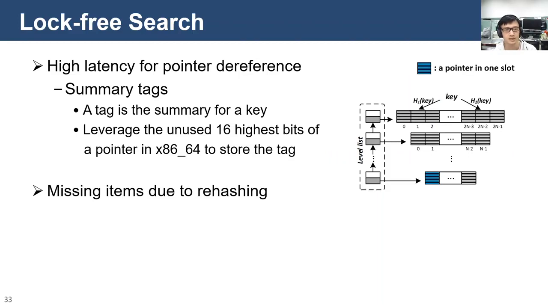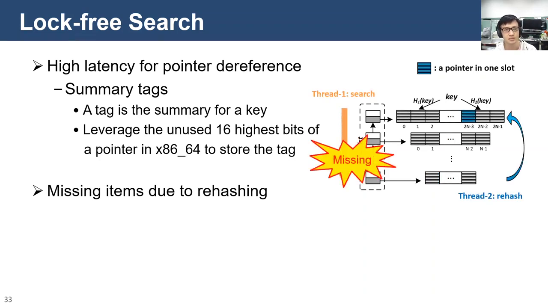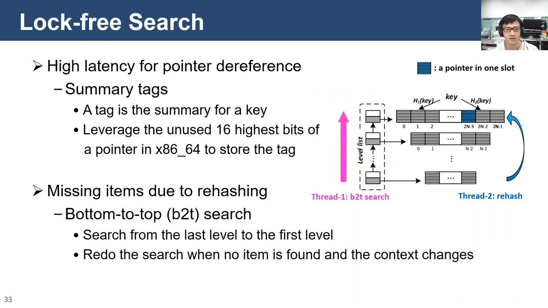The second problem is missing items due to the rehashing. As shown in this example, the matched pointer for thread 1 is moved by thread 2, thus leading to missing or inserted items for thread 1. To avoid missing items, we propose bottom-to-top search, that is, searching from the last level to the first level. When no item is found and the global context is not changed, which indicates items may be rehashed to a new level, we redo the search.